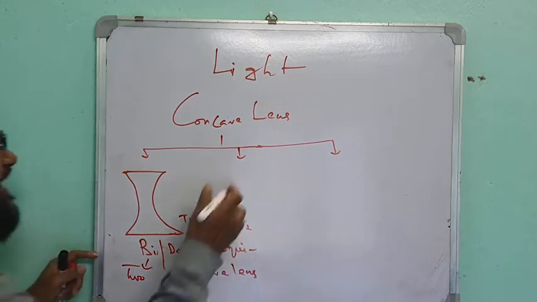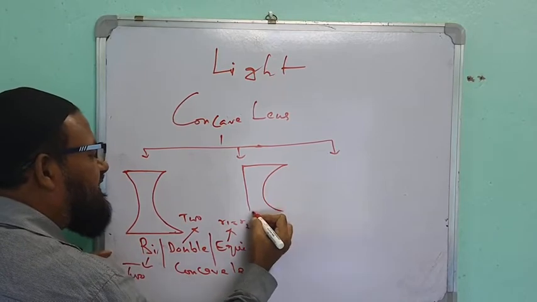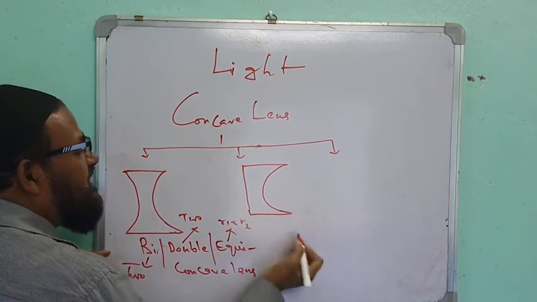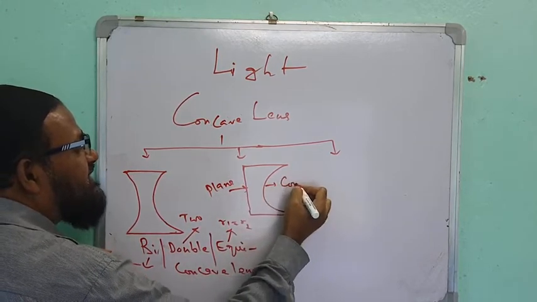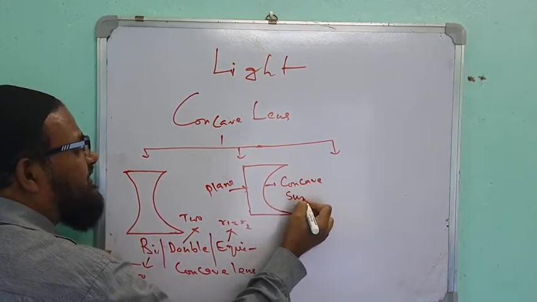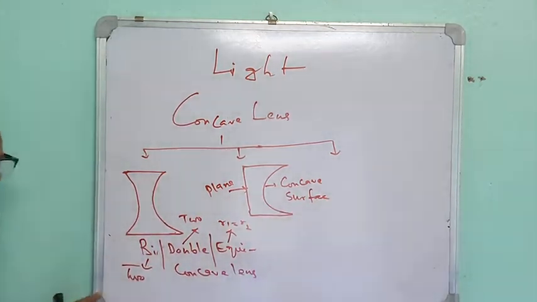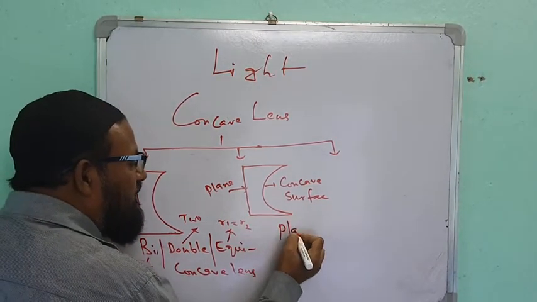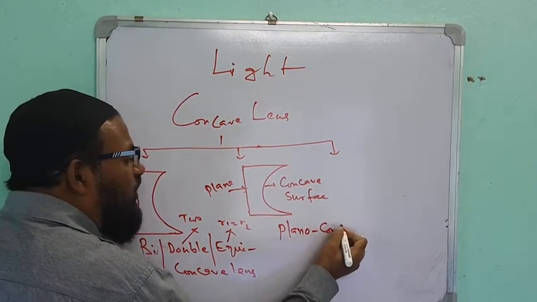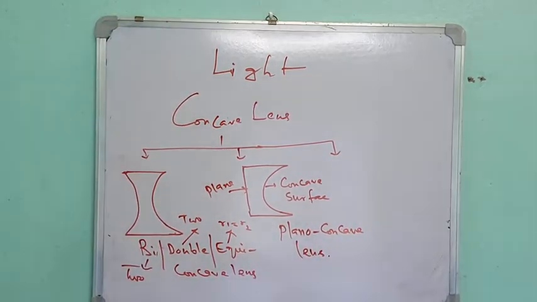Okay. Next, same. What is this? This is a plane surface. This is a concave surface. Clear? What is the name? Ultimately it is a concave lens. What is this? This is plano-concave lens. Is it clear?